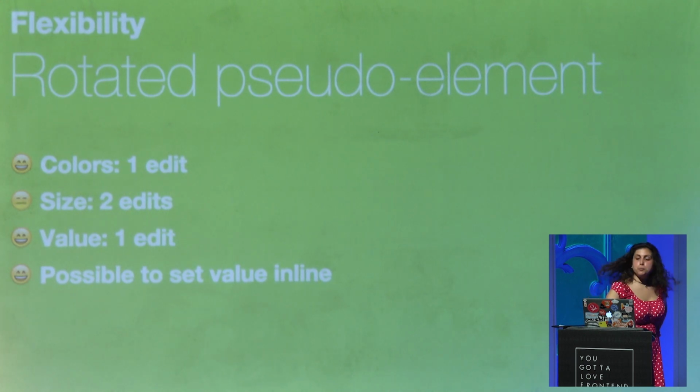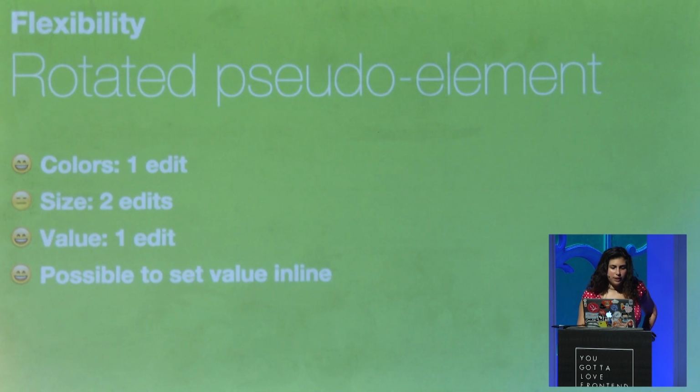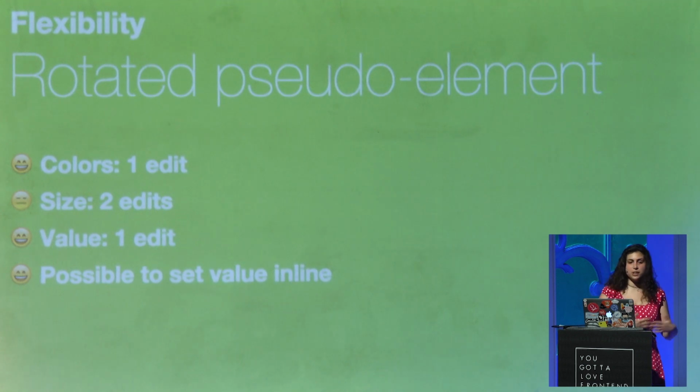So, it's definitely better than the previous one. I think we can agree on that. We can change the colors with one edit, just like previously. Two edits to change the size, because here, if we do it via padding, it's more complicated. Only one edit to change the value, because we can use animation delay. So we can just change animation delay. And it is possible to set the value inline, because we just set an inline style of animation delay.